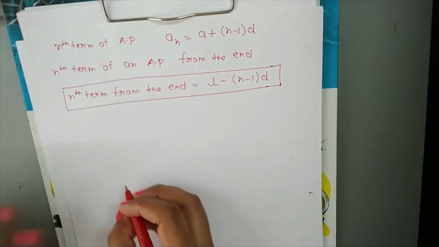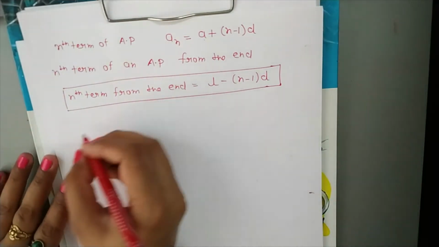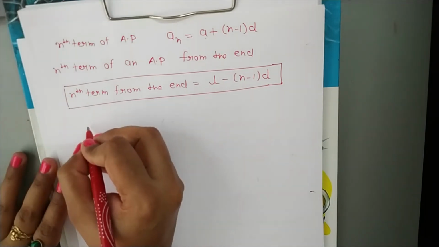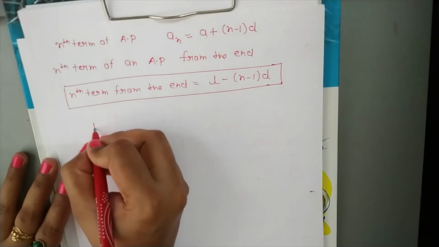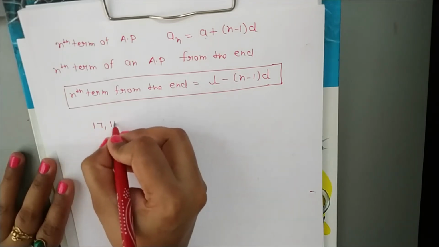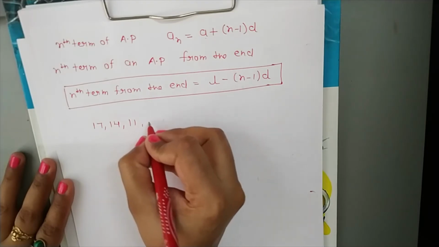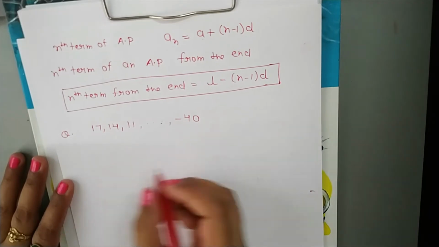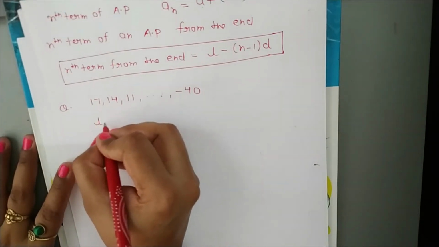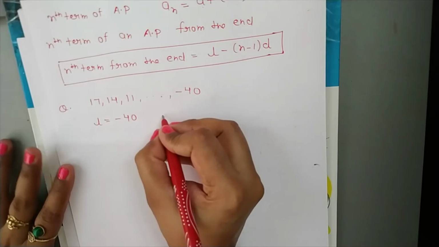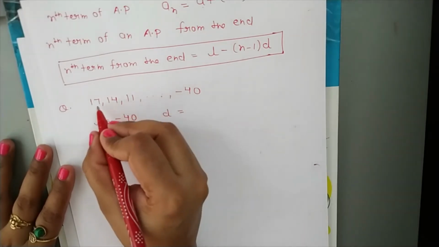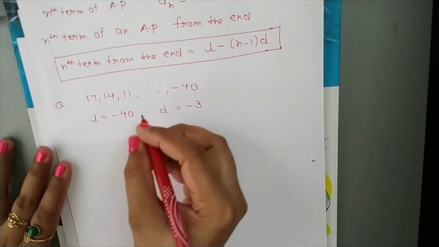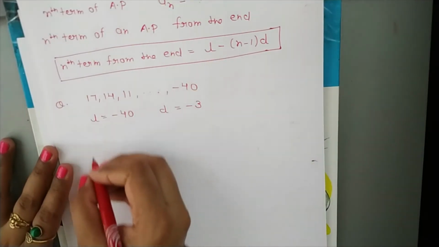Let us solve one question from this. Find the sixth term from the end of the AP sequence 17, 14, 11 and so on till -40. What is the last term? The last term is -40, and the common difference is 14 - 17, that is -3. So we just put these values into the general term.